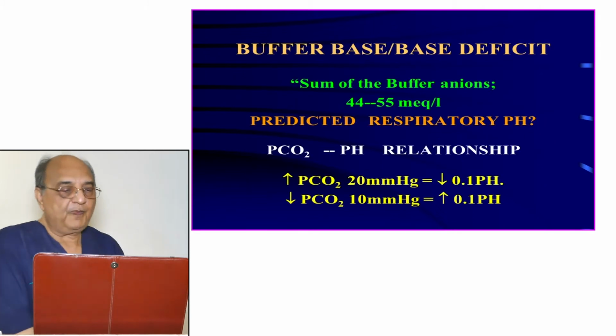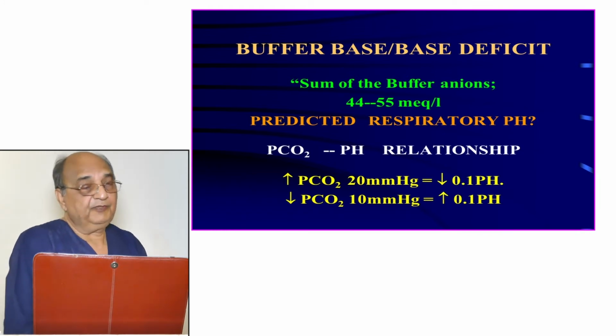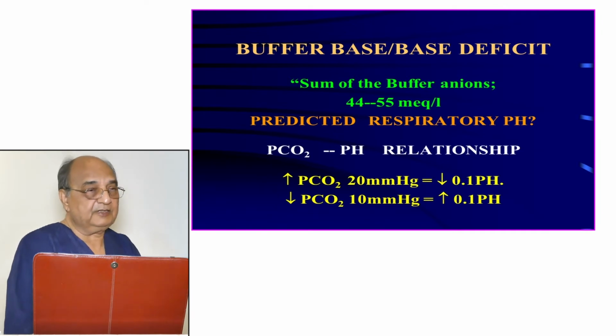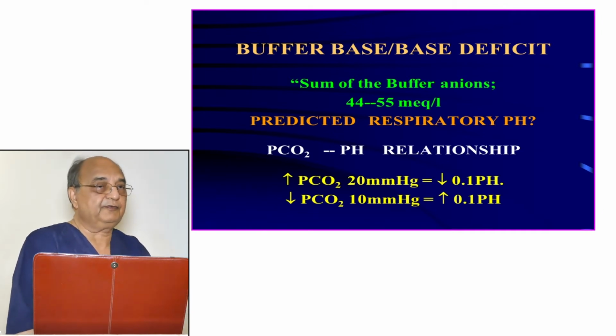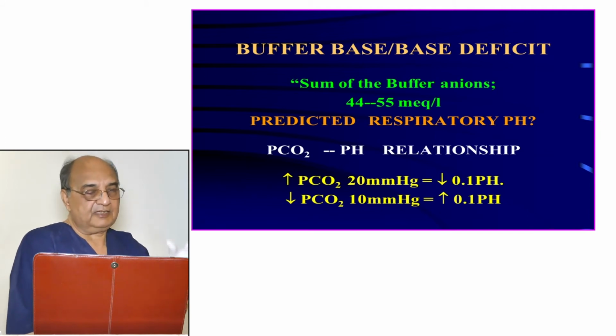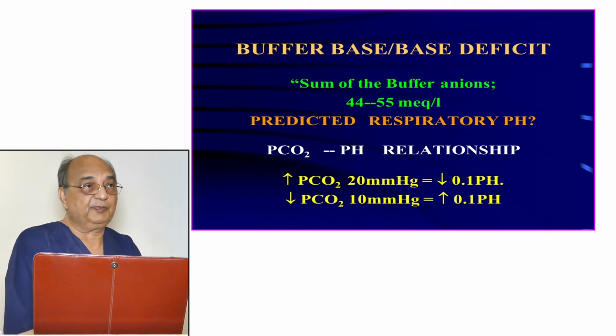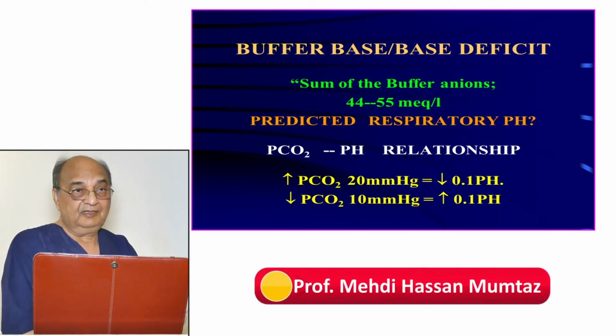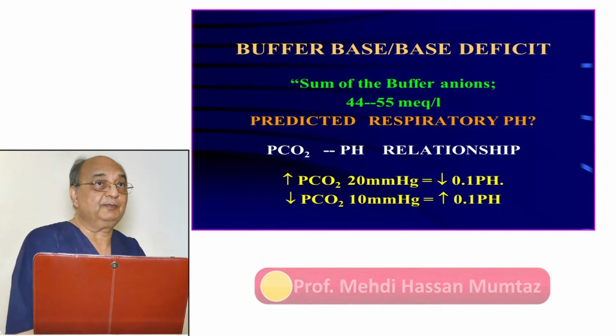Then we come to buffer base and base deficit. Now, what is the buffer base or what is the base deficit or base excess? The total number of buffer anions in the body is 45 to 55 milliequivalent per liter. If this is less than 45, it means it is base deficit. If it is more than 55, it means it is a base excess. It's not an absolute negative thing when we say base excess.